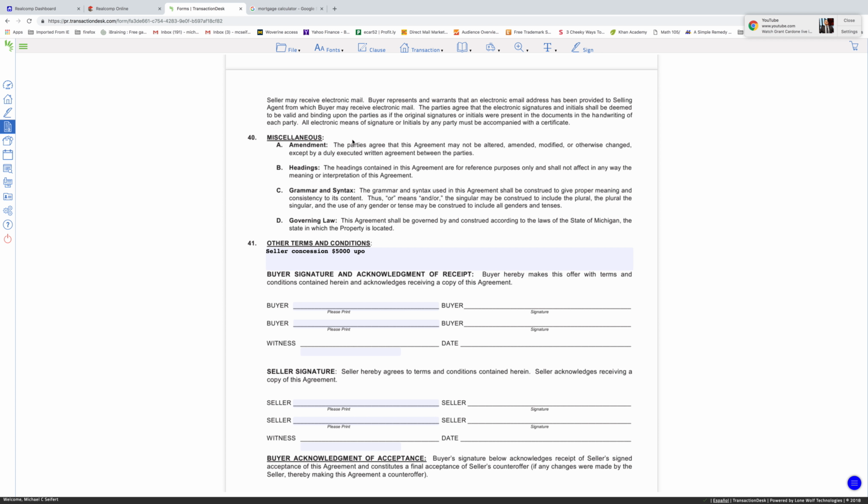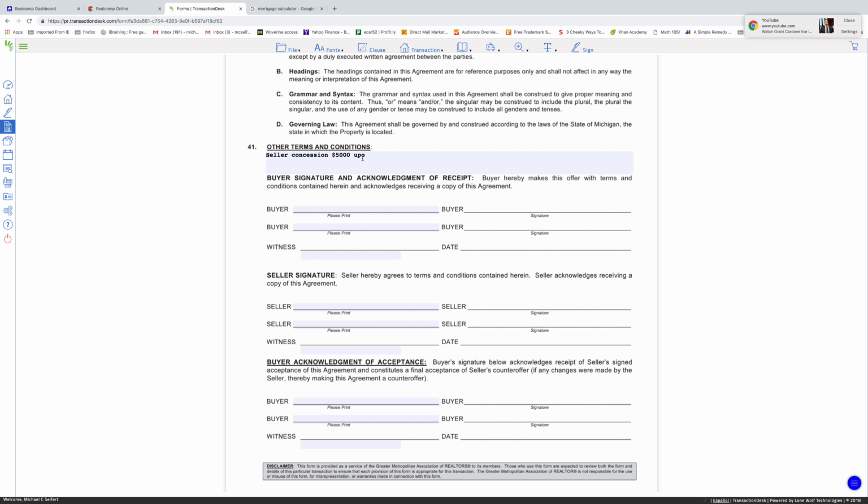Miscellaneous, number 40, amendments, headings. This is just all basic stuff in a purchase agreement. You can read this in a minute or as I'm speaking. Other terms and conditions. Here we go. So, what does this mean?